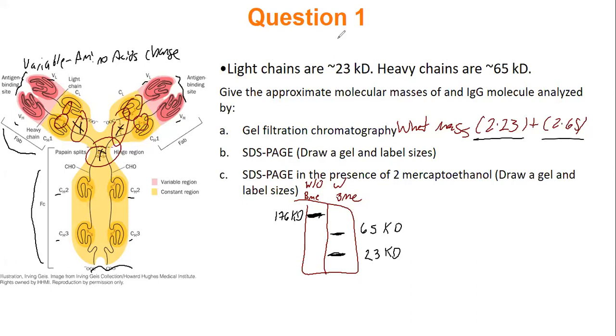How do we answer A and B? A is basically what is the weight of an antibody. So I give you the weights of light chain and heavy chain. You just have to know there's 2 light chains and 2 heavy chains and add that together. B, I kind of modified it. B is do an SDS-PAGE without beta-mercaptoethanol and do it with beta-mercaptoethanol. So B is without BME. So that's why I drew a gel with that split in half like that.